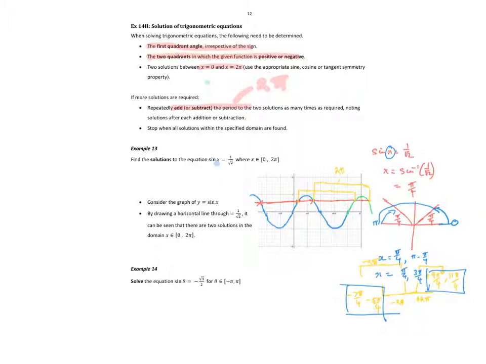So it's finding the first two just by going around the unit circle and then adding or subtracting the period of the function from those solutions to find the rest of them. All right, so let's have another go.